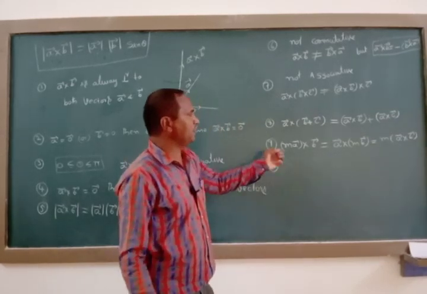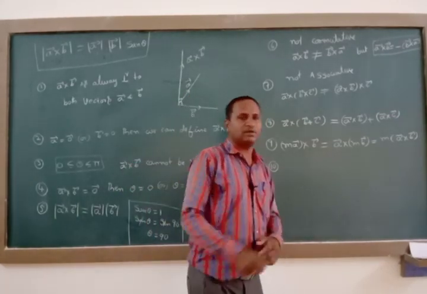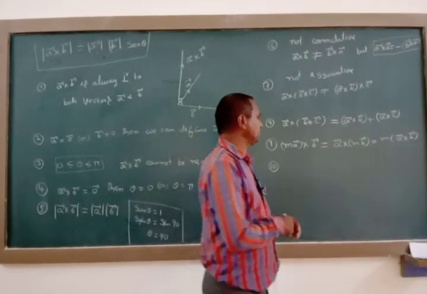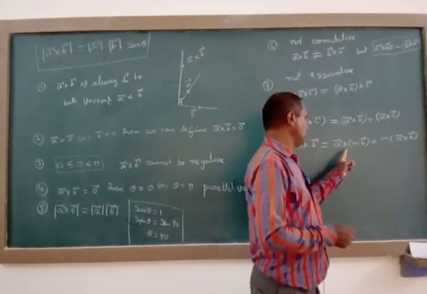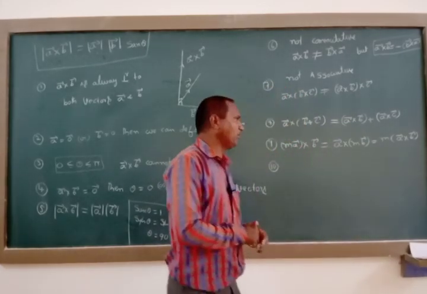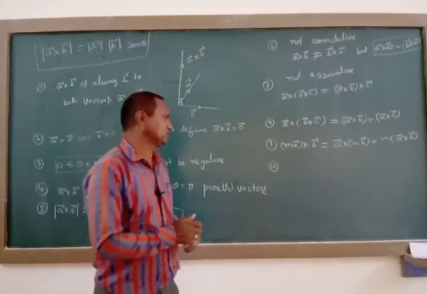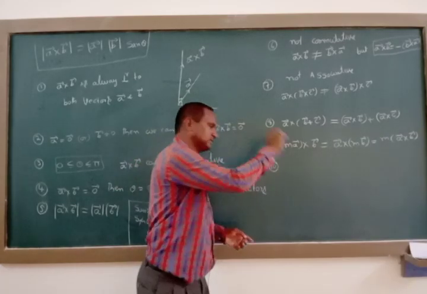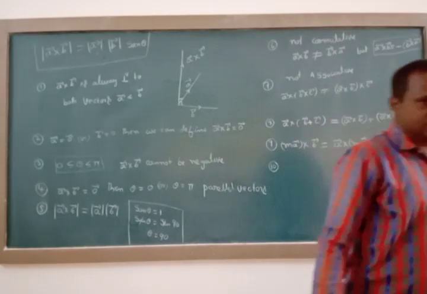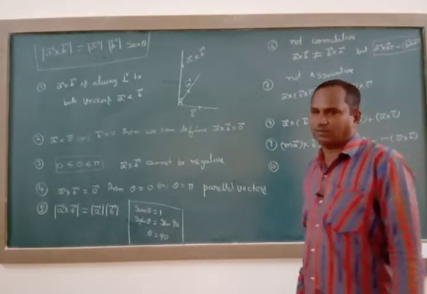M is any scalar. A bar and B bar are any two vectors. Then M A bar cross B bar is equal to A bar cross M B bar, or we can write M of A bar cross B bar. Next. Then afterwards, from 10 onwards, we will see some important formulas here.